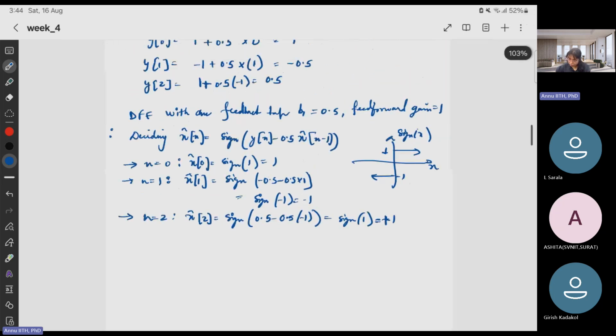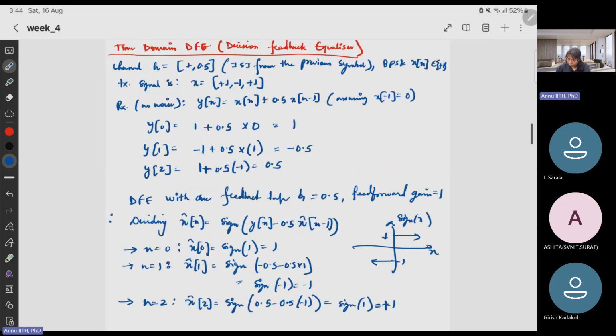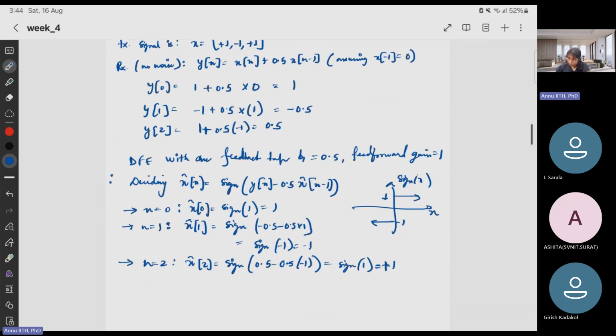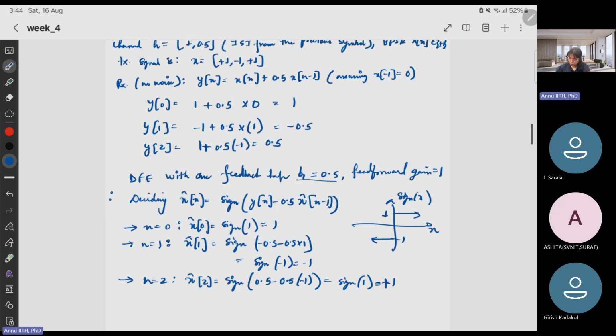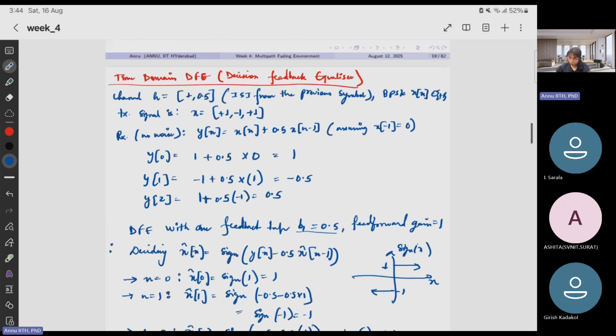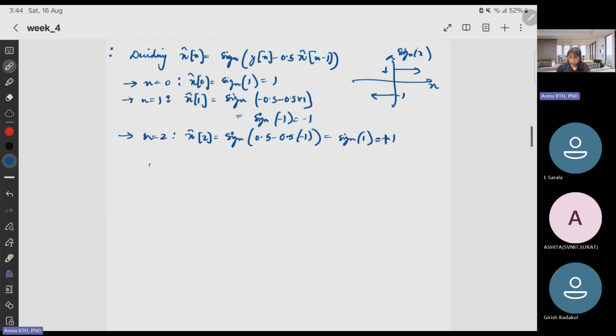So in this case, this is a feedback equalizer, with a feedback tap of 0.5 and a feed forward gain of 1. The decision is based on y of n minus 0.5 of x of n minus 1. In that case it works perfectly, and you are able to recover the signals exactly as plus 1, minus 1, and plus 1.